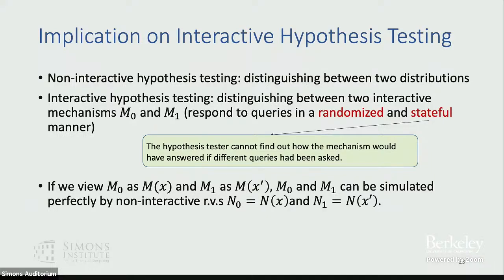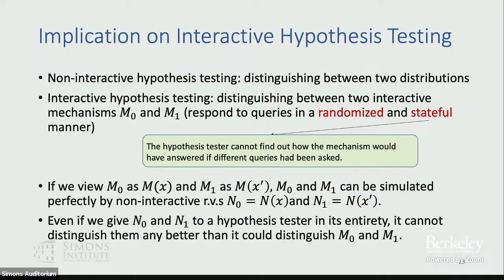But if we view M0 as M taking X and M1 as M taking X prime, then by our reduction theorem, we can show that they can be simulated perfectly by non-interactive mechanisms, N0, which is N of X, and N1, which is N of X prime. This means even if we give N0 and N1 to a hypothesis tester in their entirety, it cannot distinguish them any better than it would distinguish M0 and M1. So this is a very surprising finding: for the interactive hypothesis testing task, we actually won't do worse than for the non-interactive hypothesis testing task.